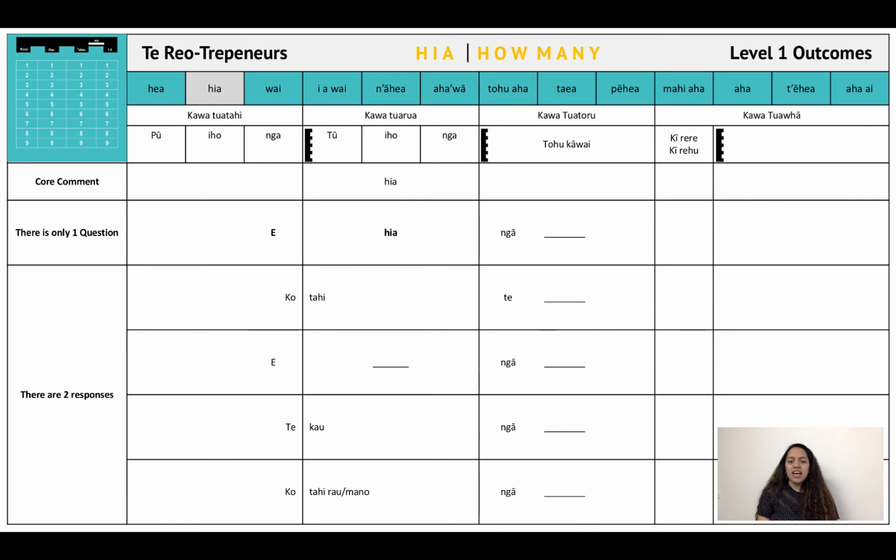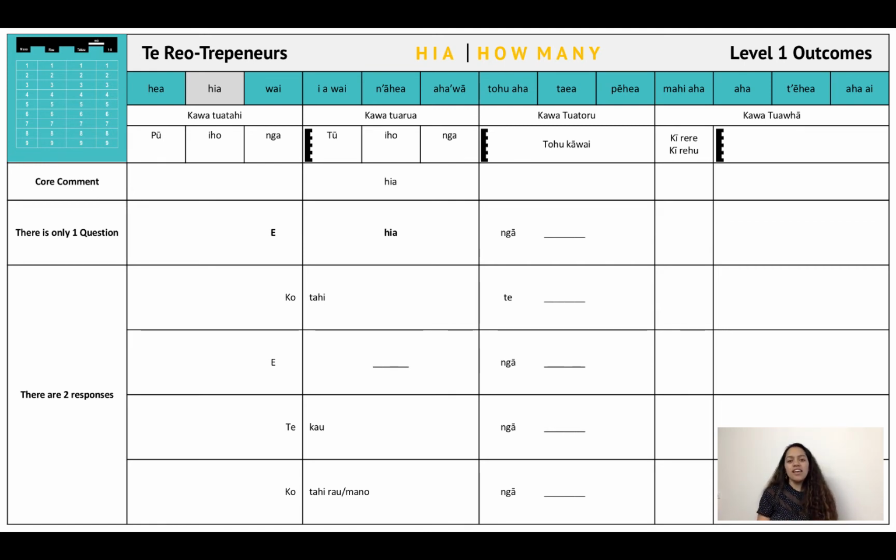Any number starting with 1, we do not use the pūhia e. So for example, 1, kotahi. You do not say e kotahi. 10, te kau. 100, kotahi rau. 1,000, kotahi mano. Kei te pai?